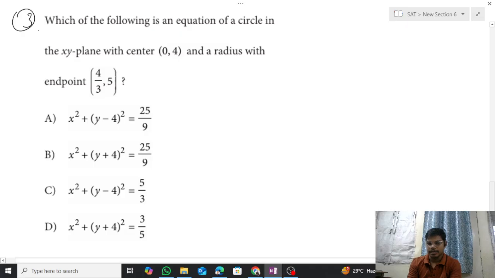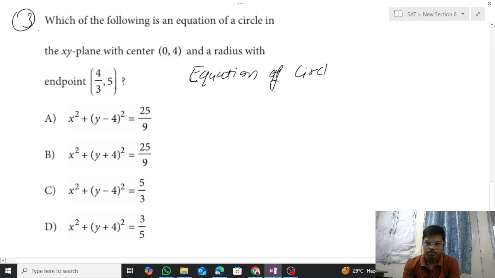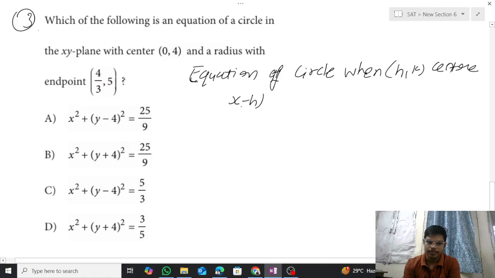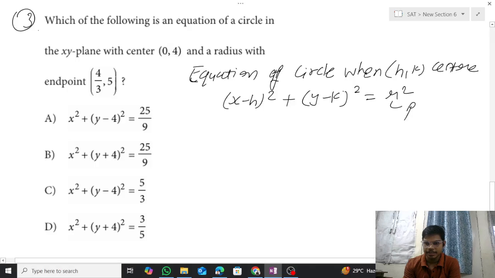So firstly, I would like to give you the equation of a circle. What is the equation of a circle? When the center is h comma k, what is the equation of the circle? It is x minus h the whole square plus y minus k the whole square is equal to r square, where r is the radius of the circle and h comma k is the center.